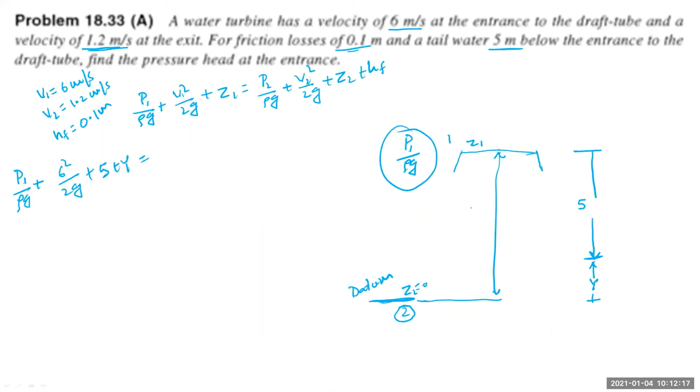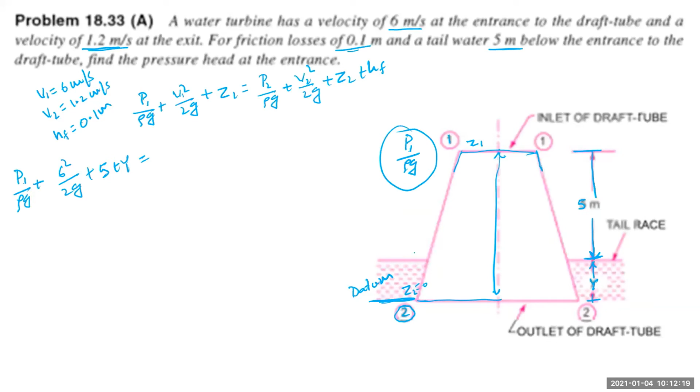Okay, how is that coming? You can see at this location just above your tail race, the pressure is atmospheric. So PA upon rho g plus this term, that is your y. So I will write directly PA upon rho g plus y in place of P2 upon rho g, plus V2 square upon 2g. V2 value is given, 1.2 square upon 2g, plus Z2 is 0 and HF is 0.1.